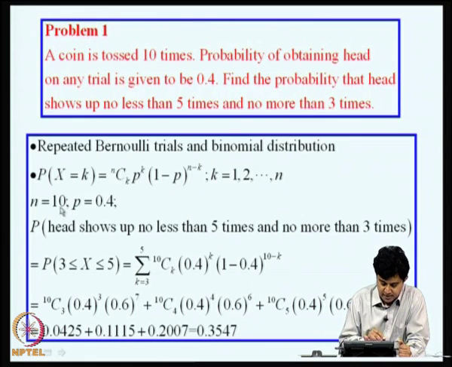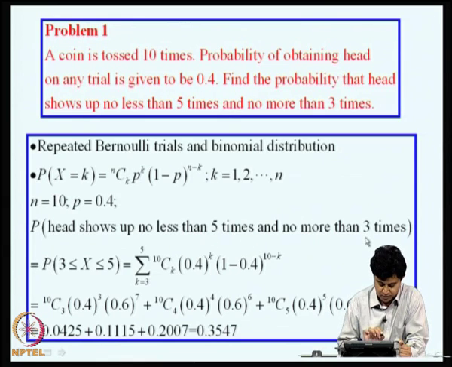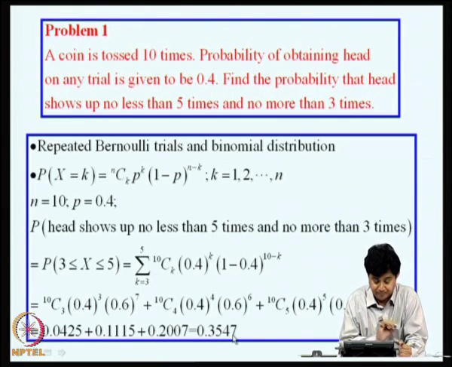Now we are given that in this example n is 10 because there are 10 trials, and the probability of success is 0.4. The event that we are considering is that head shows up no less than 5 times and no more than 3 times. That would mean we are looking at the probability that X is greater than or equal to 3 and less than or equal to 5. So we have to sum this probability from 3 to 5. There will be terms corresponding to k equal to 3, 4 and 5, so 3 terms, and upon evaluating this we get the number 0.3547. So that is the answer to this problem.